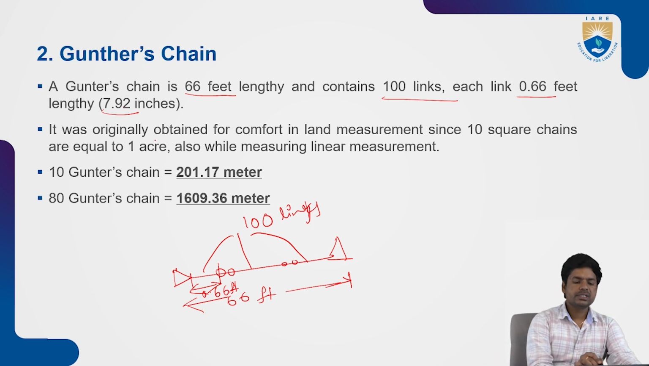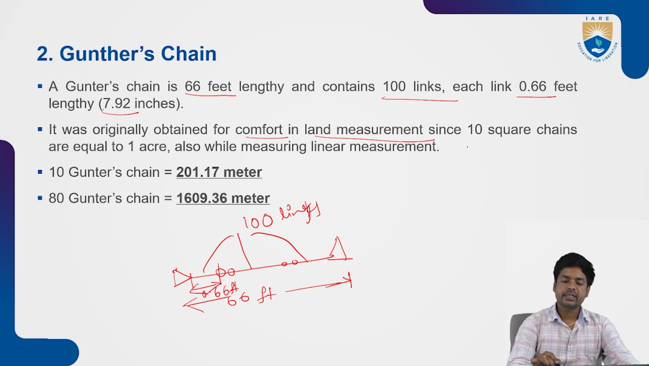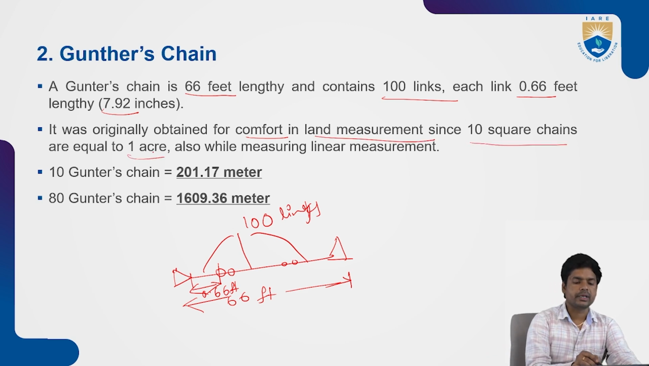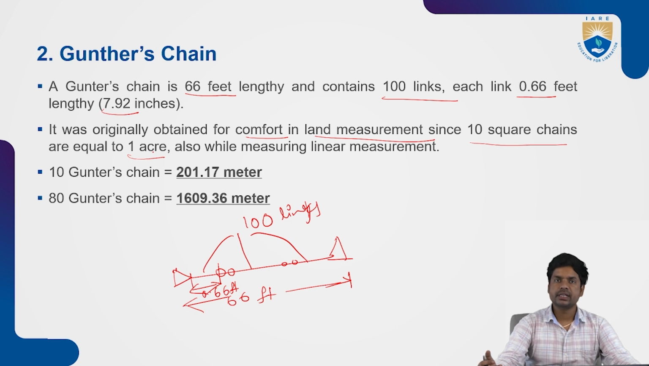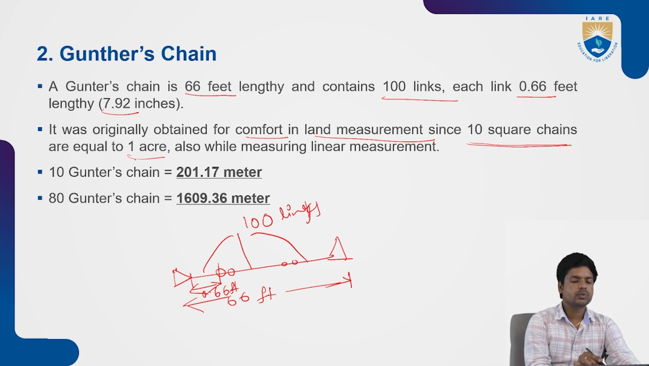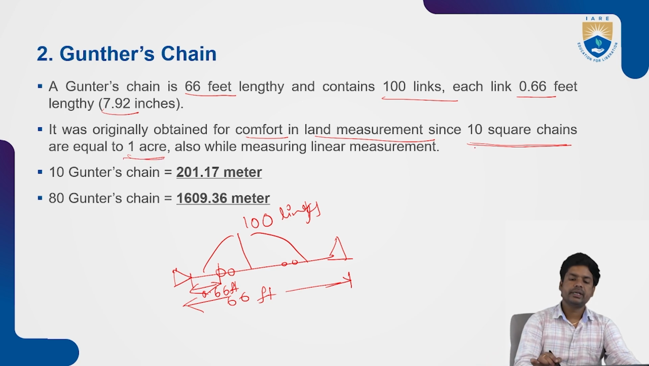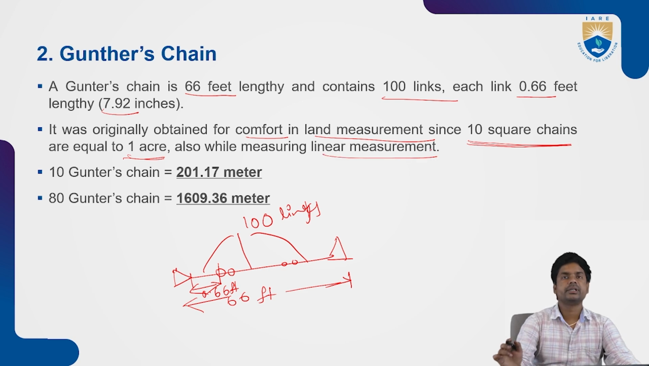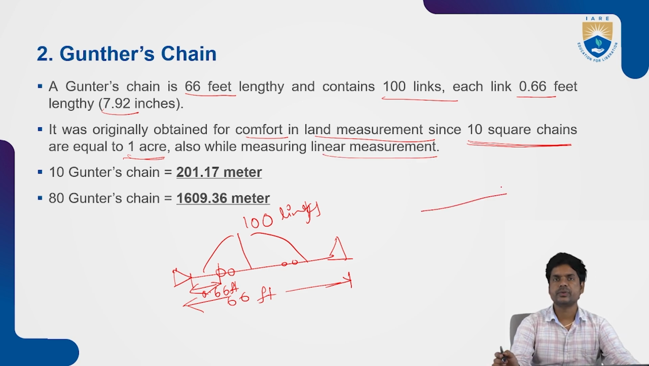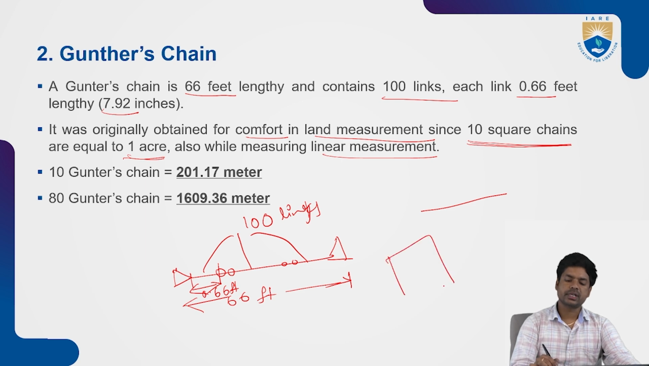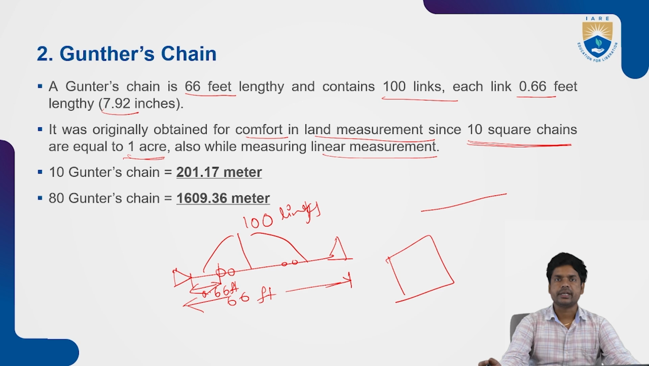Next, it was originally obtained for convenience in land measurement, since 10 square chains are equal to 1 acre. So originally this Gunter's chain was used for measurement of land because 1 acre will be covered by using 10 square chains. For measuring linear dimensions also, or for measuring lands, we can use this Gunter's chain.